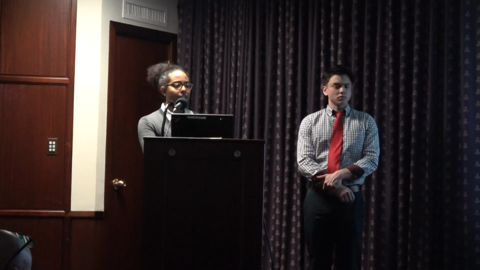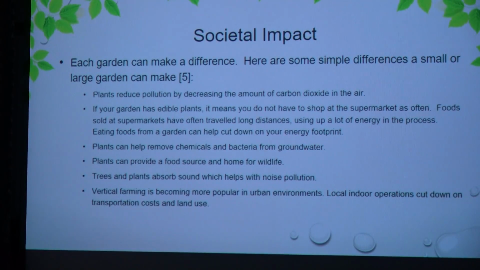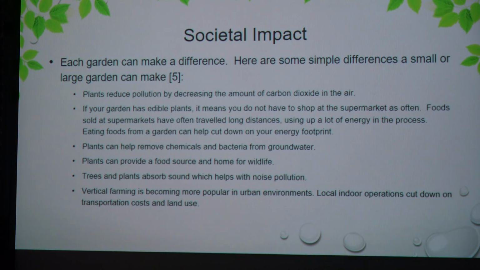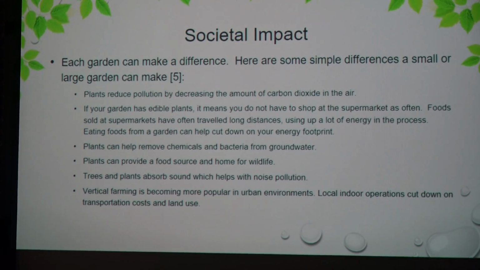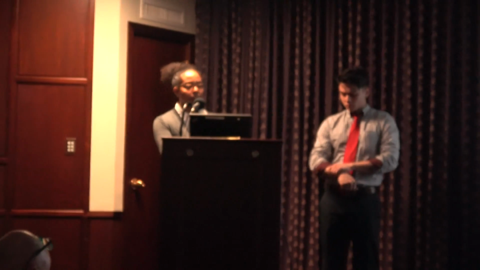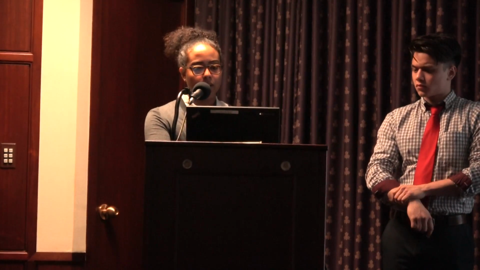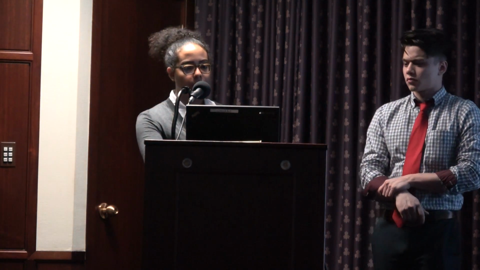So, societal impact. Every garden can make a little difference no matter how large or small they are. Plants overall reduce pollution by decreasing the amount of carbon dioxide in the air. If your garden has edible plants, it means you don't have to shop at the supermarket for them, and you can cut down on your energy footprint. Plants also help remove chemicals and bacteria from groundwater, as well as providing a food source and home for wildlife. Trees and plants also absorb sound, which can help with noise pollution. Vertical farming is also becoming more popular in urban environments. Local indoor operations have cut down on transportation costs and land use.